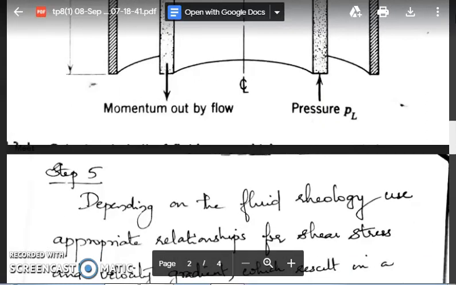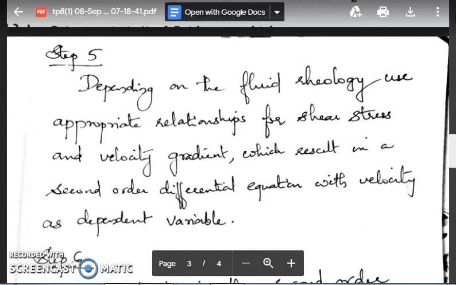So this is the problem that we have considered. Next is step 5. After using the boundary conditions, we can get the value of the constant and we substitute it in the expression for shear stress, and we get the shear stress distribution equation. Then the next step is, depending on the fluid rheology, you have to use appropriate relationships for shear stress and velocity gradient, which result in a second order differential equation with velocity as the dependent variable.